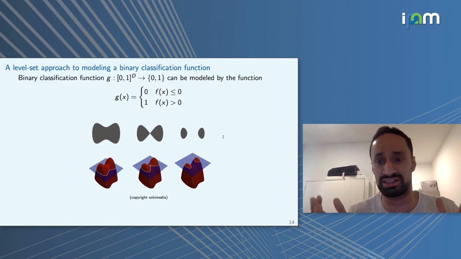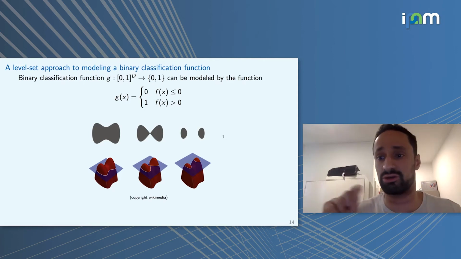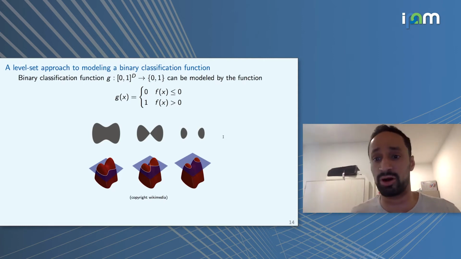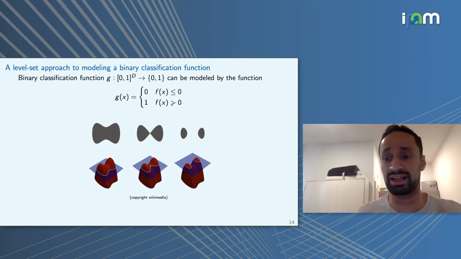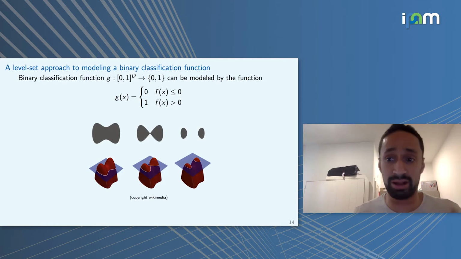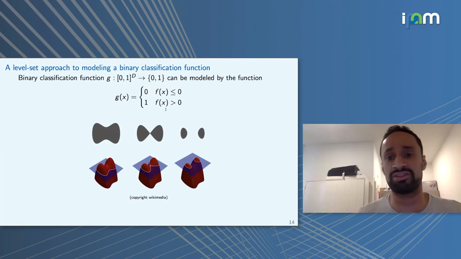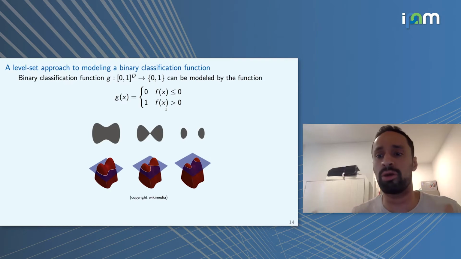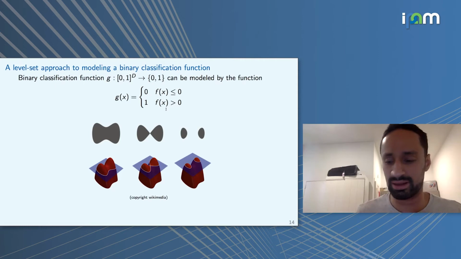So g is this classification function, which maps the unit cube to either 0 or 1, depending on which class you belong to. The way we do it is with a level set approach, where we have another function f, such that if f is below 0, that point belongs to class 0, and if f is above 0, it belongs to the other class, right? So really, we want to approximate f, but we do this through this proxy.